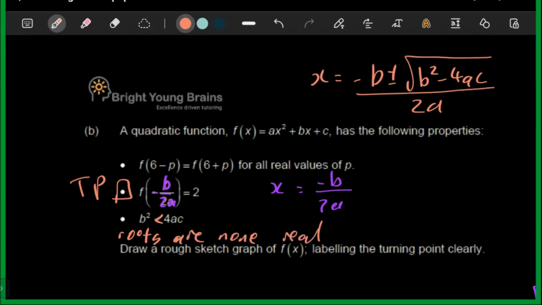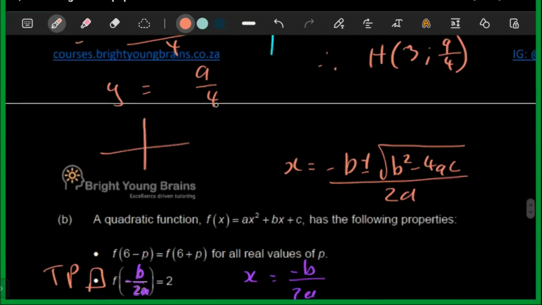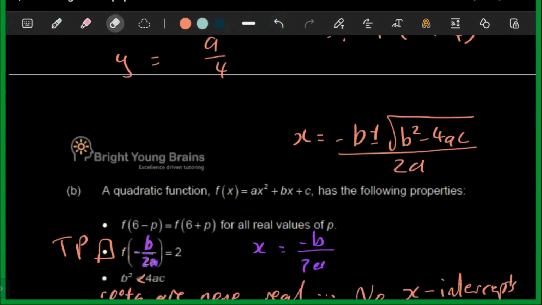Non-real. If your roots are non-real, it means that your graph has no x-intercepts. You see, no x-intercepts. It means that our parabola, wherever it is, is either smiling like this, where it has no x-intercepts, or it is frowning like this, where there are no x-intercepts. That's what this last statement means.